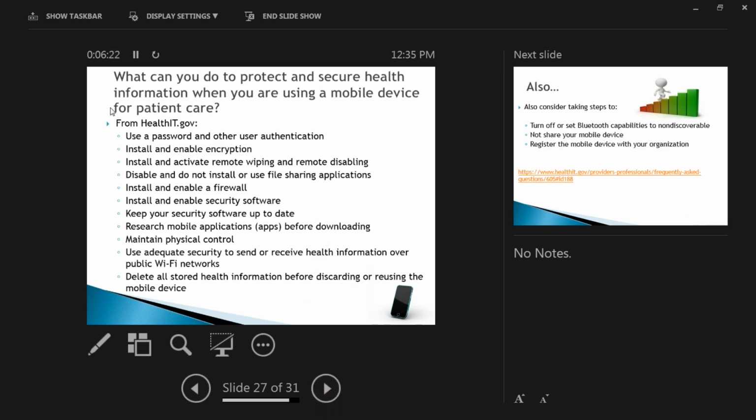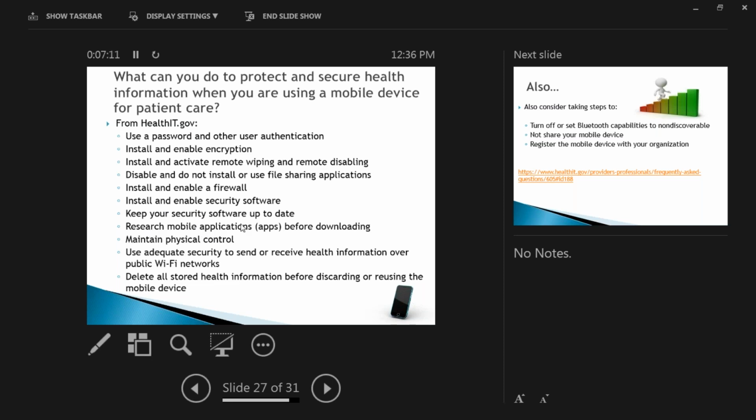Here are some protections that we can use for our mobile devices. We want to use a password or other user authentication, which right now fingerprints a lot of us have. We may want to install and enable an encryption on top of what we have on the phone. We should definitely have remote wiping and remote disabling capabilities, because all of our phones have that now, and we want to be really careful that if we lose something, we're able to turn it off or clean it. We want to disable and not install or use file sharing applications. Try to get a firewall on there, security software, and keep your security software up to date.